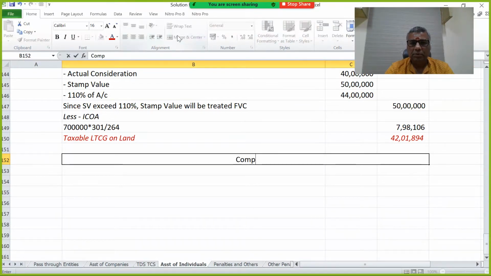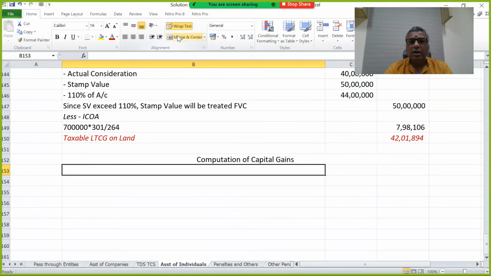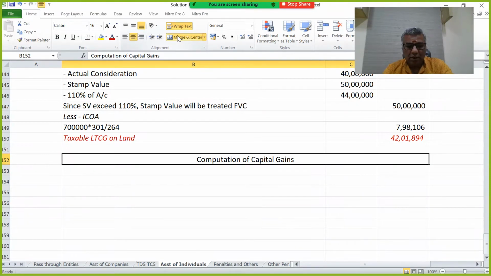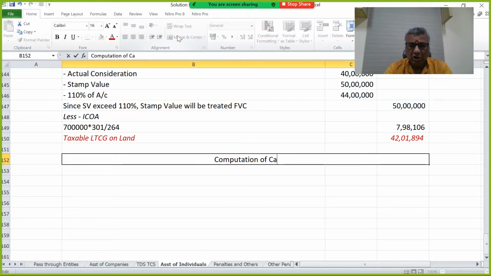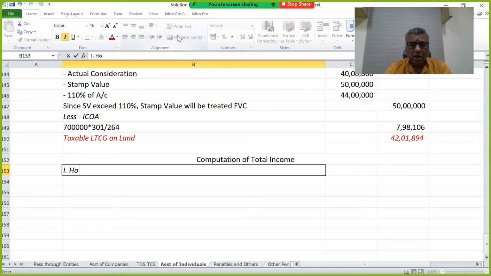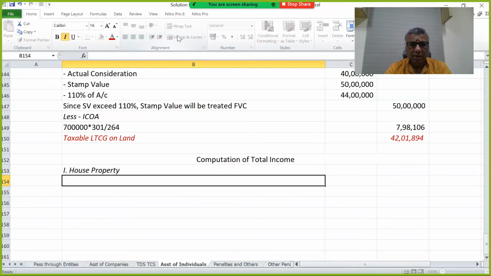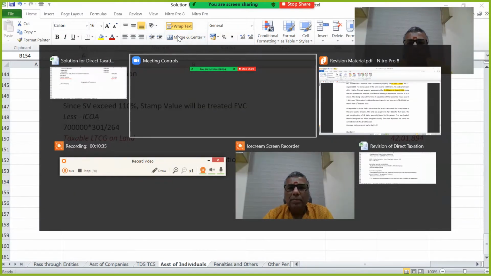Computation of capital gains. Computation of total income. House property, because there is a let out property.